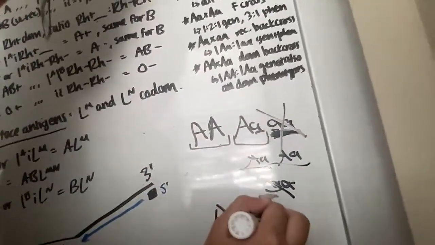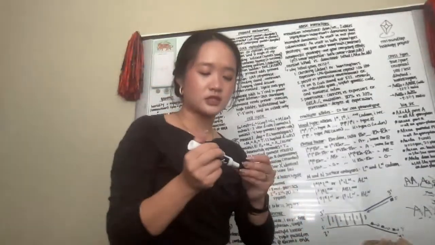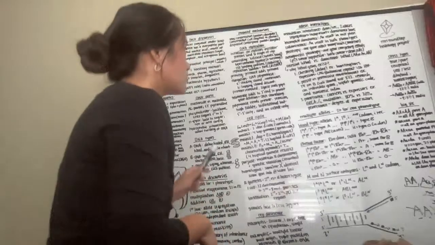However, with the case of dominant alleles, if you have this genotype, you will survive. However, if you have any of these, it's lethal. So that's what a dominant lethal one is, and a recessive lethal.